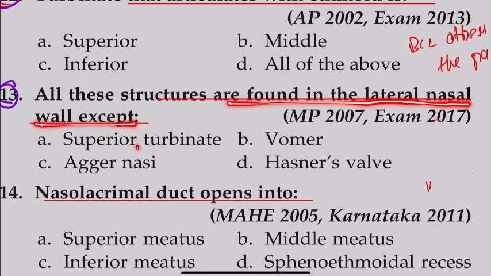All these structures are found in the lateral nasal wall except which? Superior turbinate is found. Agger nasi is also found. Hasner's valve is also found. Vomer is not found. The vomer is an independent separate bone which forms the posterior inferior part of the septum proper, the medial wall of the nose. It is not found on the lateral wall.